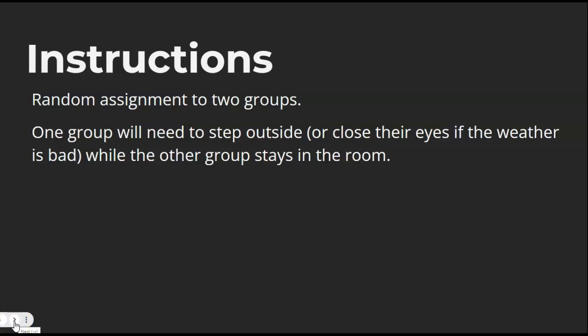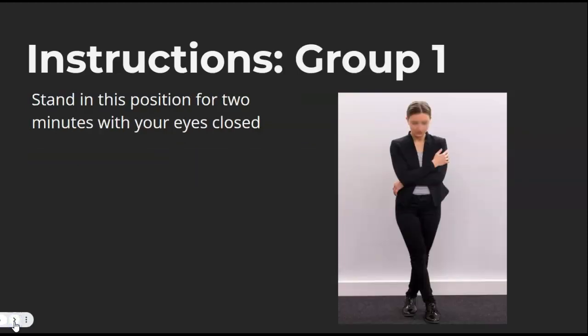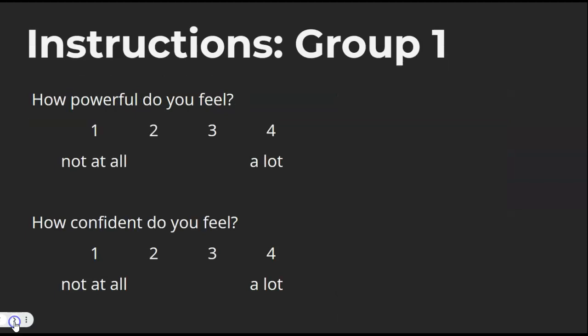One group is going to stay in the classroom, and then another group is going to go outside or maybe close their eyes so they can't see or hear what that group is doing, hopefully. Our first group is going to stand in this position for 2 minutes with their eyes closed, and then afterwards we're going to ask them to complete this questionnaire. We're going to ask them, how powerful do you feel on a scale from 1 to 4, and how confident do you feel? Then we're going to take the average of their scores for those 2 questions to get a total or an average for that measure.